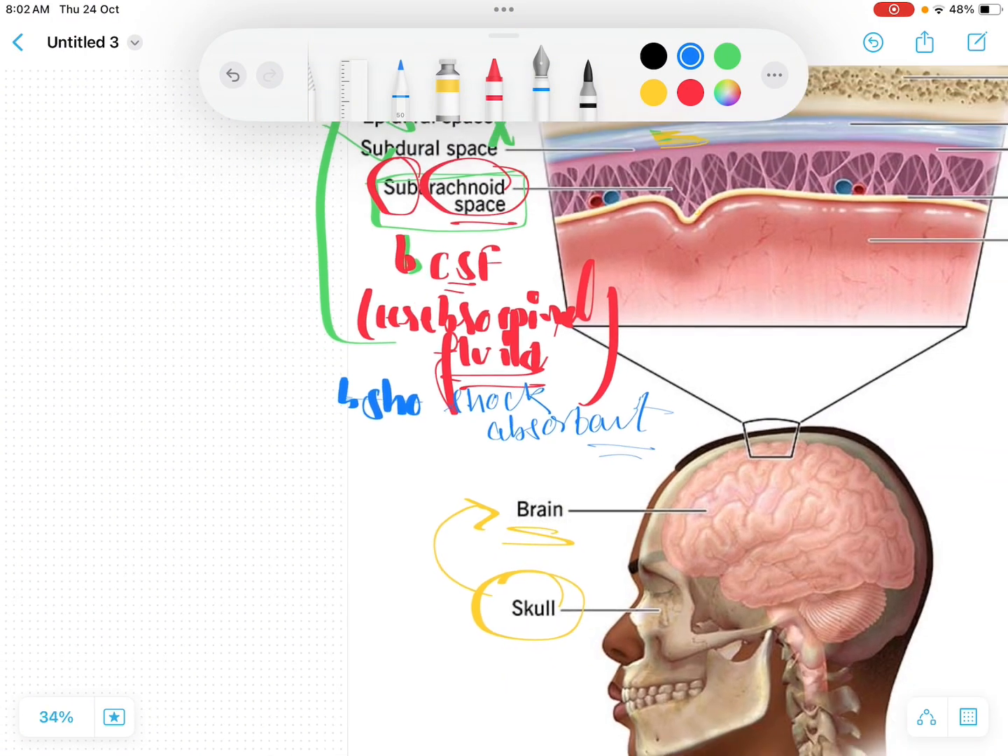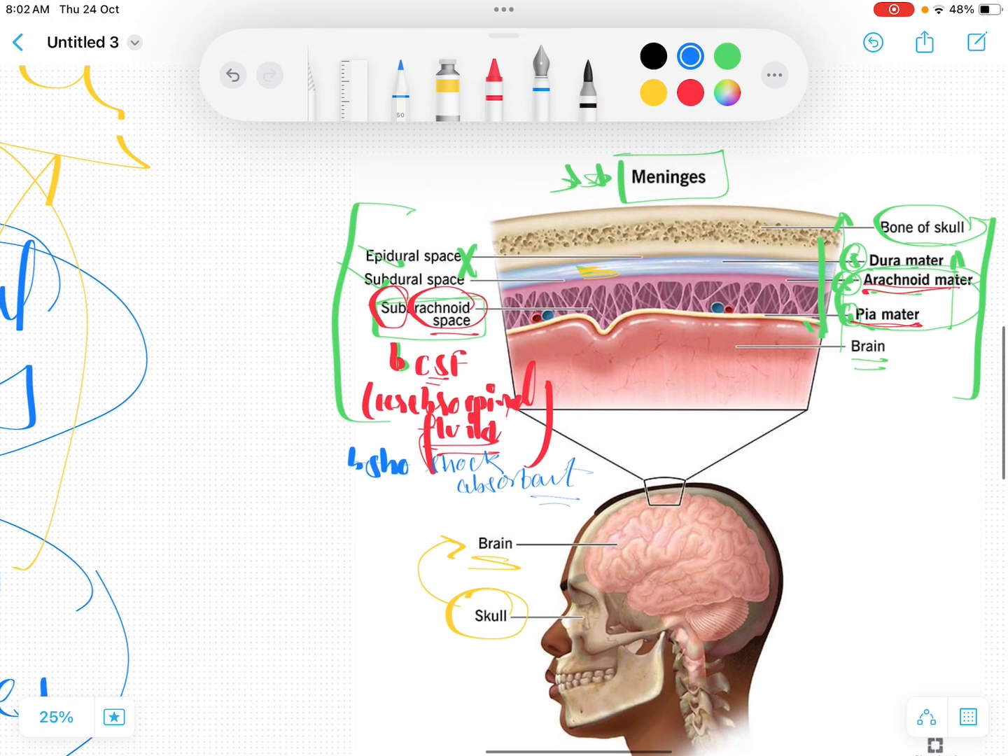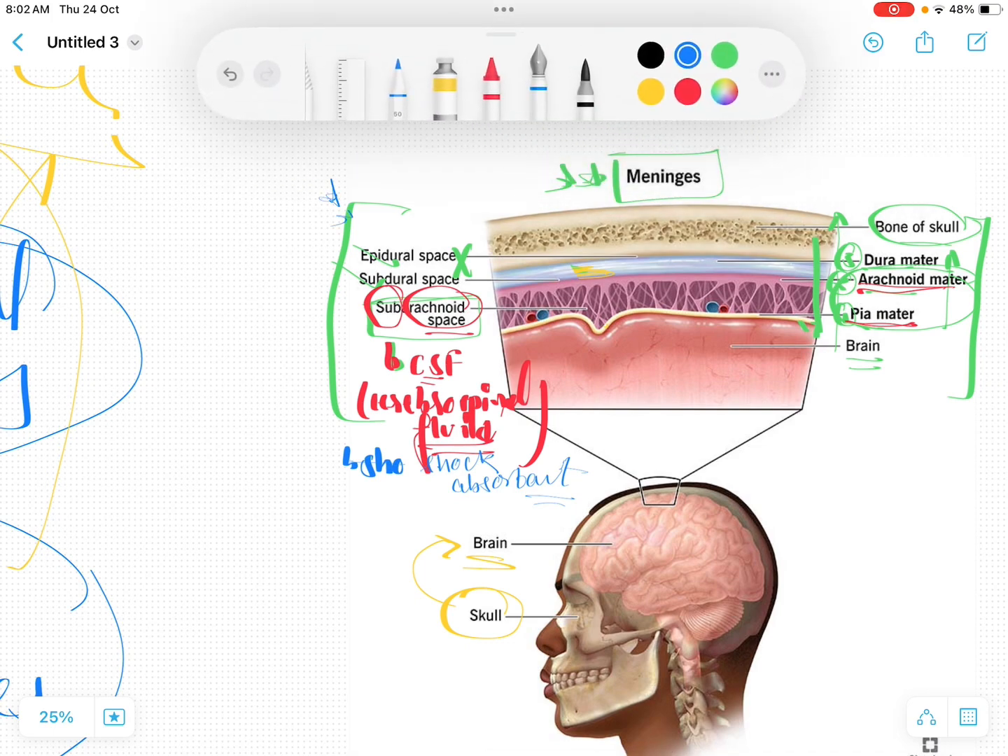So this is the main function of cerebrospinal fluid. It is also protective in nature, okay? So we are done with the meninges.